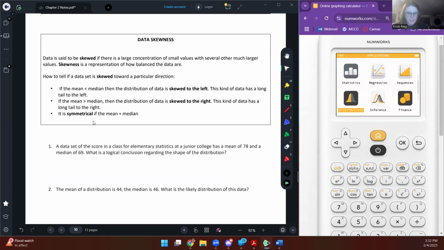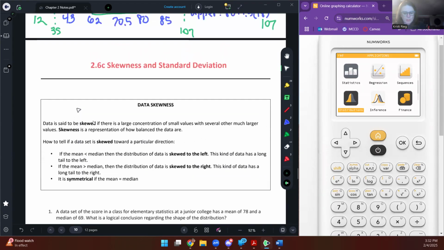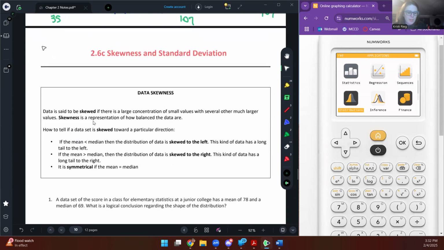I like to think of it in terms of where on the number line. Let me just draw a couple of pictures so you can see what I'm talking about. If I had a histogram like this, and it got smaller and smaller and smaller, then the median would still be in the middle, but the mean would be dragged down with those smaller values. So the mean is actually smaller than the median.